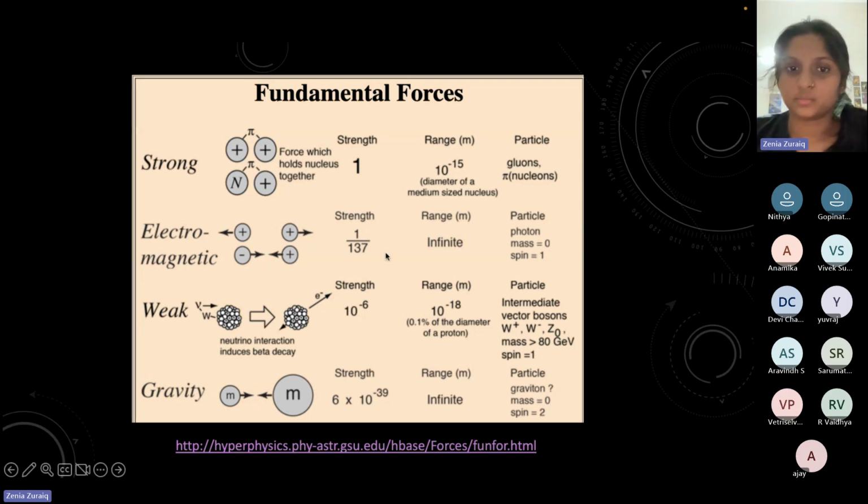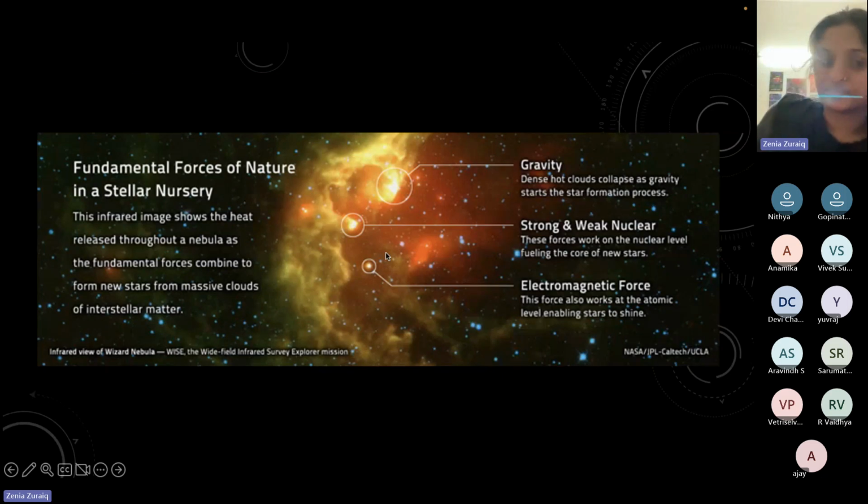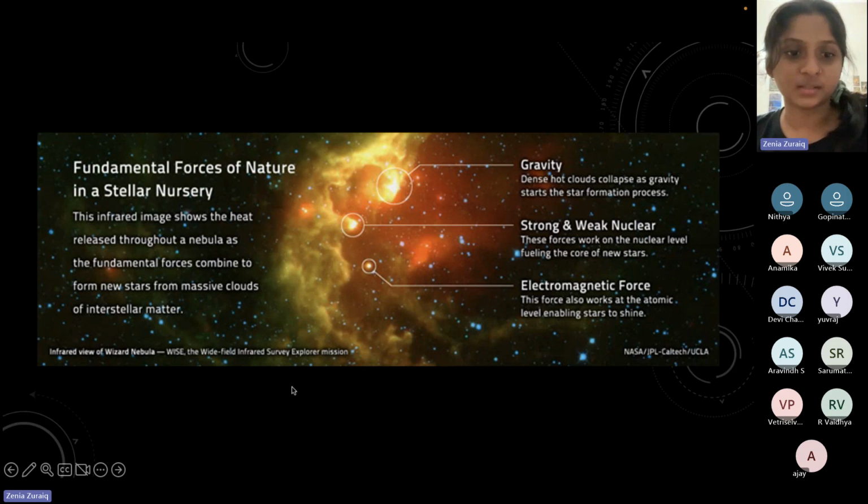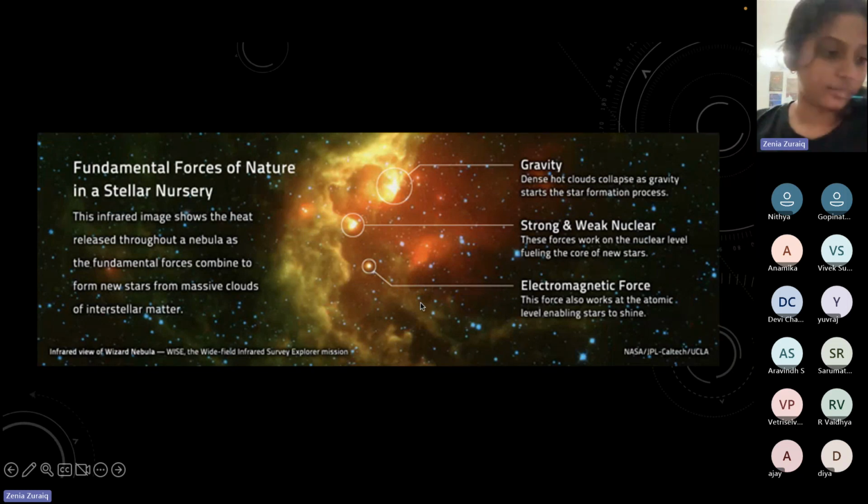So astrophysics, as I said, is a very nice theory because it allows us to probe sometimes all of the fundamental forces together. Here is an image that I took from, I think, a Caltech website, where they have shown how in a stellar nursery or a nebula, which we have discussed in one of the early lectures, there is a presence of all the four fundamental forces working together to keep the nebula shining as it is. Okay, so I just wanted to give an introduction to the fundamental forces.